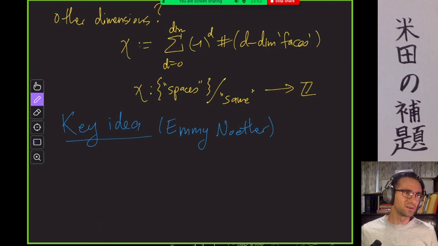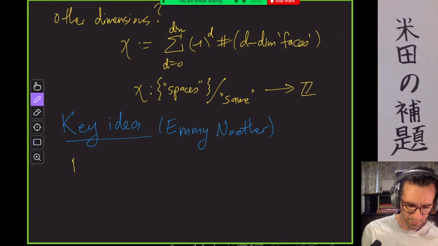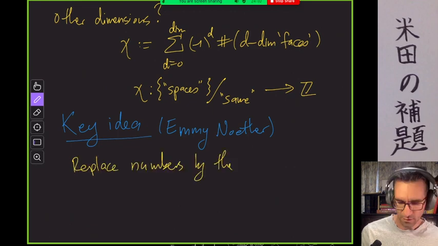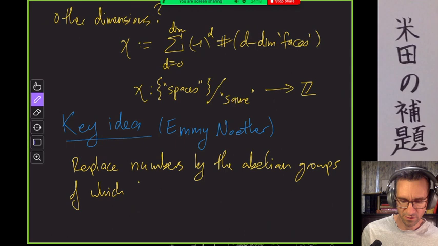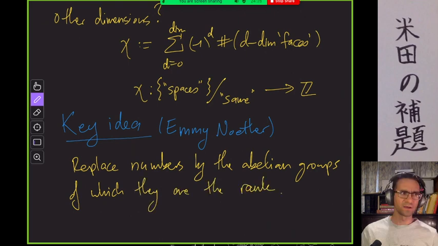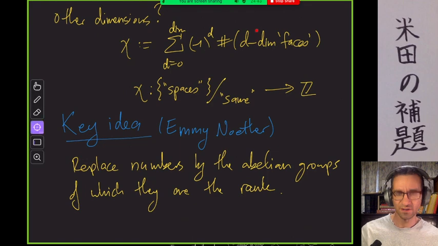So what is the key idea? We want to replace numbers by the, say, abelian groups of which they are the rank. So they also had other invariants at the time. So we're not talking about Euler characteristic here specifically, but they had just collections of numbers which were refinements of this idea. So roughly just these numbers here, just sort of counting d-dimensional information. So we're going to go better than that.